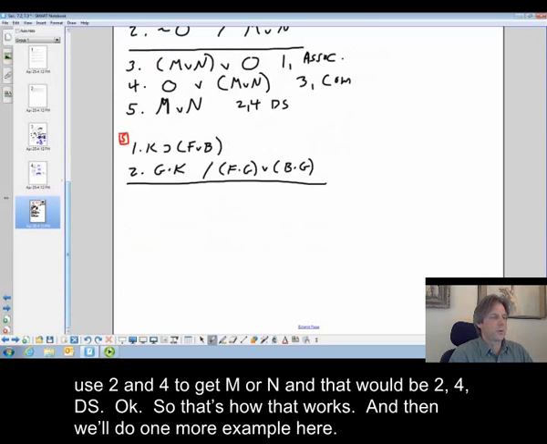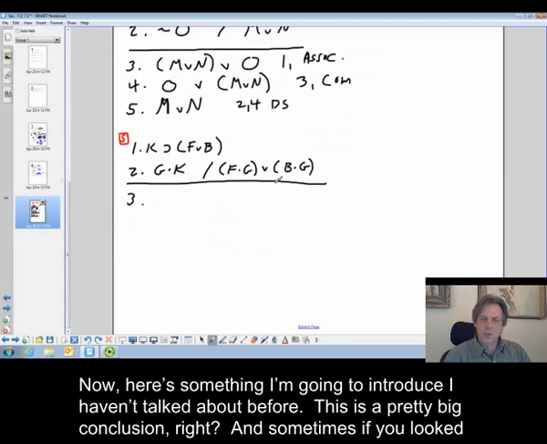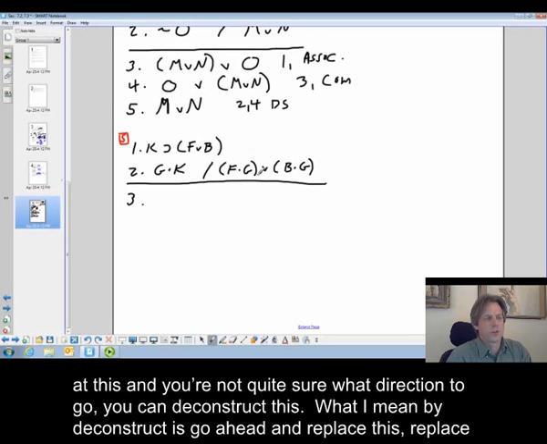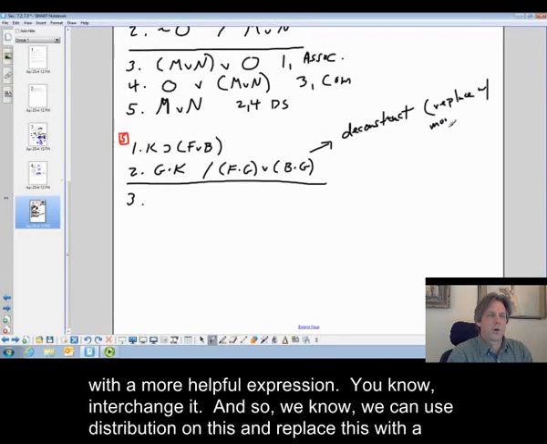And then we'll do one more example here. Now, here's something I'm going to introduce that I haven't talked about before. This is a pretty big conclusion, right? And sometimes if you look at this and you're not quite sure what direction to go, you can deconstruct this. What I mean by deconstruct is go ahead and replace this with a more helpful expression.